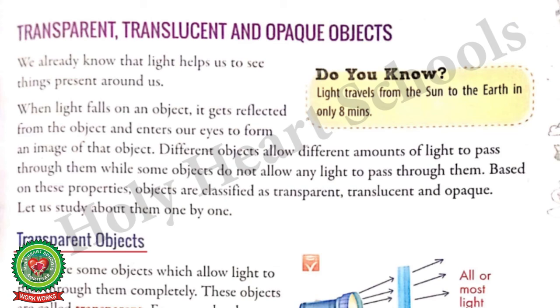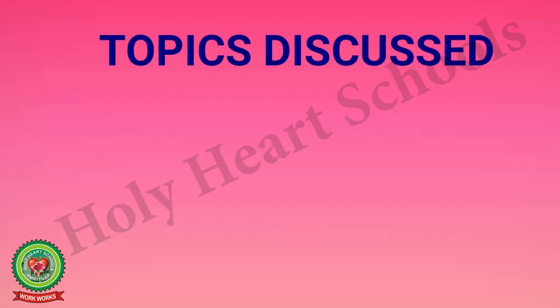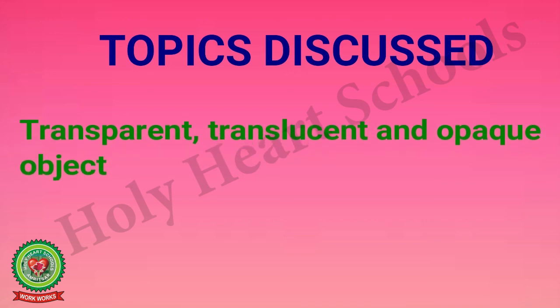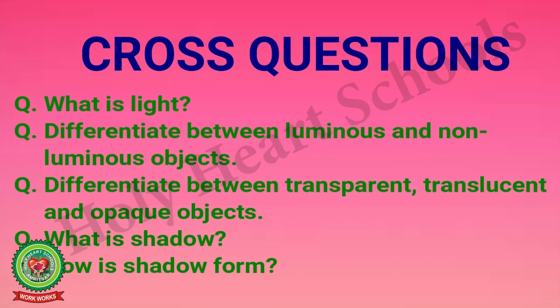So students, in today's class I have discussed with you transparent, translucent and opaque object along with the shadow. So read and revise the chapter thoroughly and also revise the cross questions.